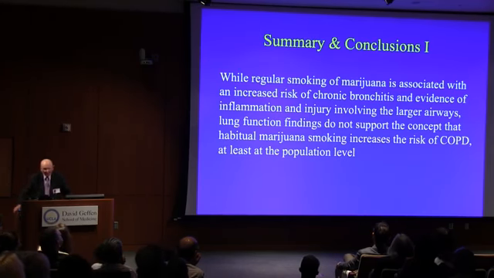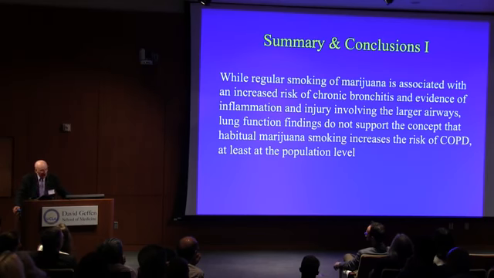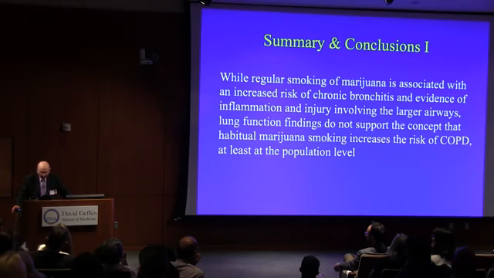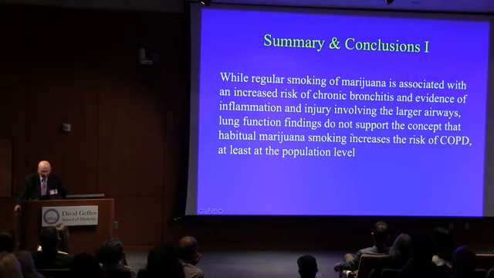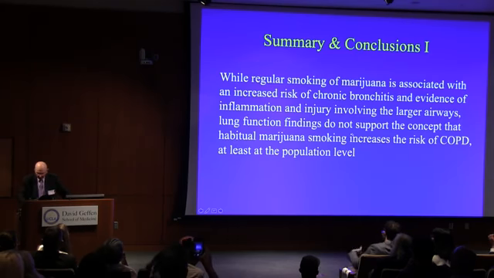So we would conclude then that while regular smoking of marijuana is associated with increased risk of chronic bronchitis and also associated with evidence of inflammation and injury involving the larger airways, the lung function findings at least don't support the concept that regular marijuana smoking increases the risk of COPD, at least at the population level.